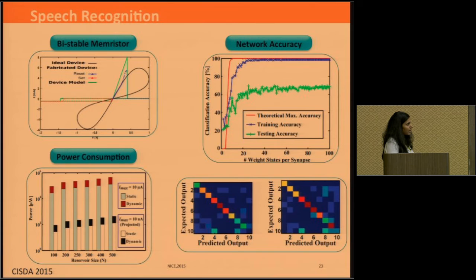I don't know if you could clearly see that we have static and dynamic power for two different cases. One is the regular implementation and the other one is a more optimized implementation, where the lower bars are for the subthreshold implementation. We have about 10 nanoamps in here, so much lower power dissipation, and obviously as you increase the reservoir size or the degree of connectivity, this grows, probably more linearly. And this is just showing the confusion matrices, showing that we have pretty good accuracy.